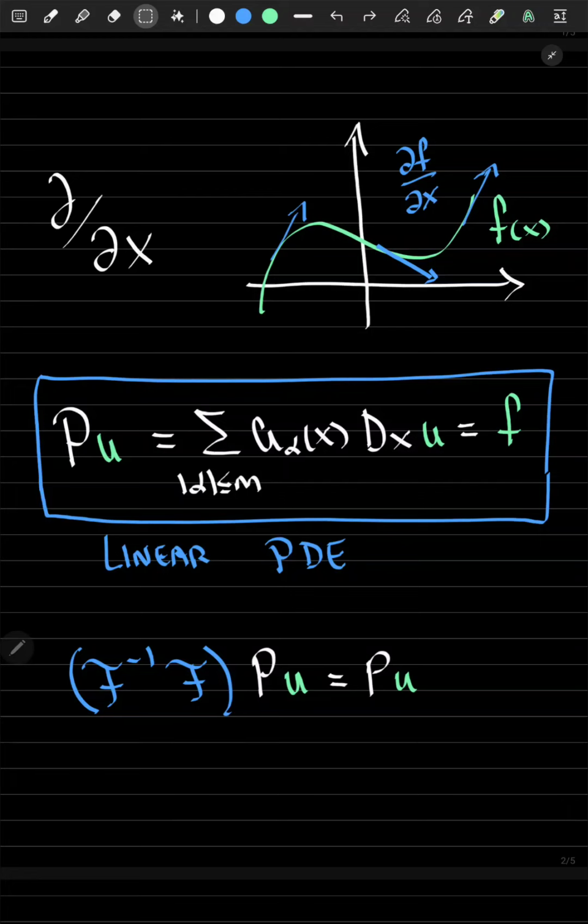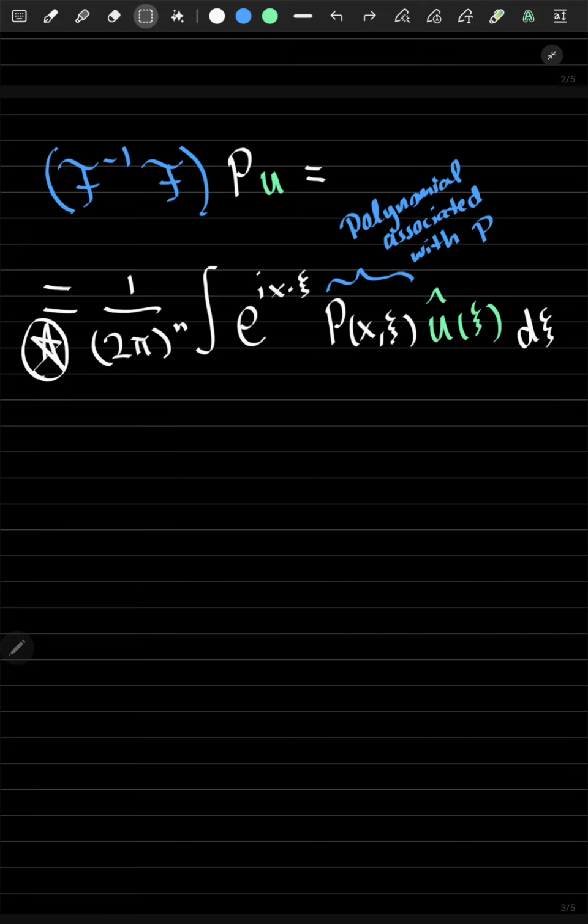We can actually rewrite this differential equation, or at least the differential operator applied on u, by taking the Fourier transform and then taking the inverse Fourier transform. Now, because the Fourier transform is just an integral, we end up with this expression. Also, the Fourier transform maps derivatives to polynomials, and so in the integrand we have a polynomial p of xi associated to the linear differential operator p.